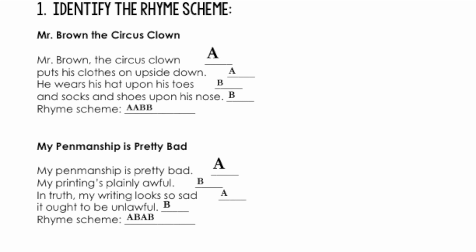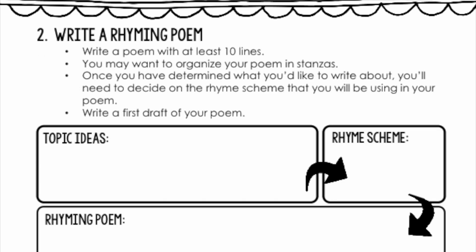So you can choose whatever rhyming pattern you want for your stanzas. You just need to have the rhyming pattern repeat throughout your stanzas and just make it really consistent. Okay, now we're going to write the poem. You want to write a poem with at least 10 lines. You may want to organize your poem into stanzas. I think that would be easier to do with the repeating pattern.